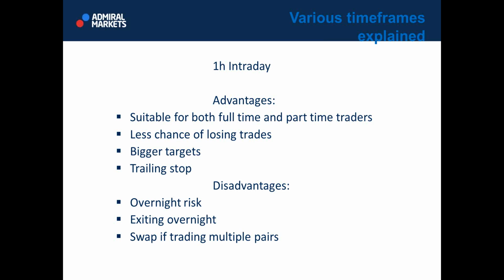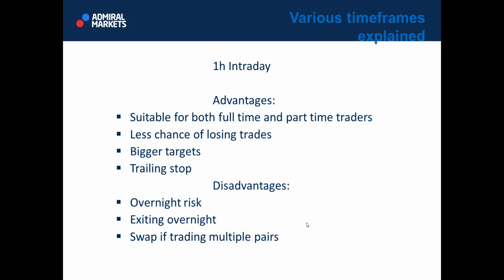And a disadvantage is also that if you trade multiple pairs, you need to pay for swap. Swap is the overnight rate. For some pairs, swap is positive, but for the majority of pairs, swap is negative. And sometimes it can make a 3 or 5 pip difference to pay for a swap. And that is also a disadvantage if you leave your intraday trade during the night.